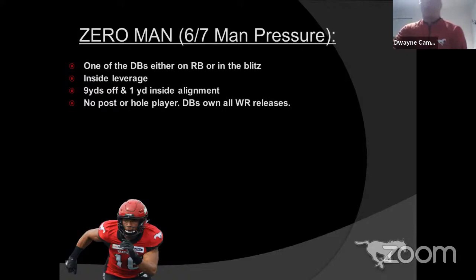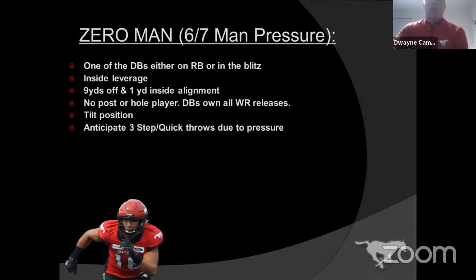Defensive backs own all wide receiver releases. We're not passing anything off. We're not dropping radical inside releases. We own it all. Tilt position, we don't want to play square to the line of scrimmage. We want to be in tilt. We've got to anticipate a three-step quick throw due to the pressure. I think it's been measured that when you get in these seven-man pressures, the quarterback has to get the ball out in like 1.5 seconds or less.